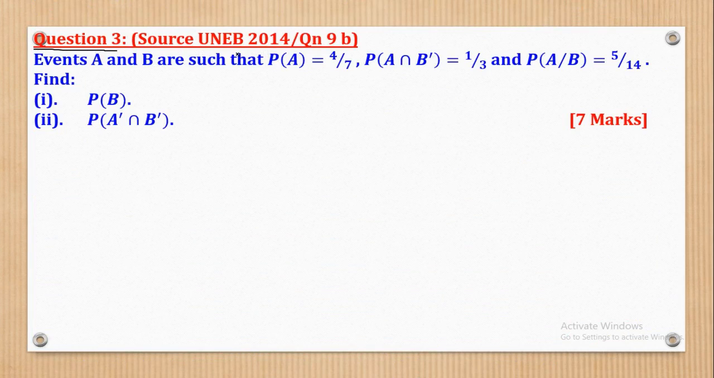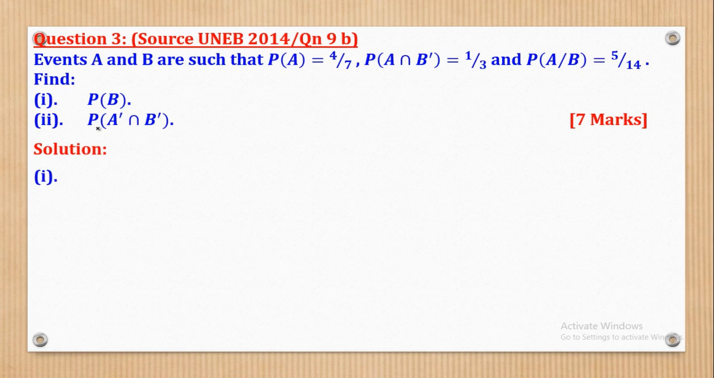Question 3 came from UNEB 2014 paper 2 question 9b, and it says events A and B are such that probability of A is equal to 4 over 7, probability of A intersection B complement is equal to 1 over 3, and probability of A given B is equal to 5 over 14. Find Roman 1, probability of B, and Roman 2, probability of A complement intersection B complement.